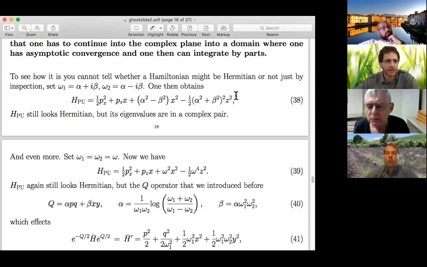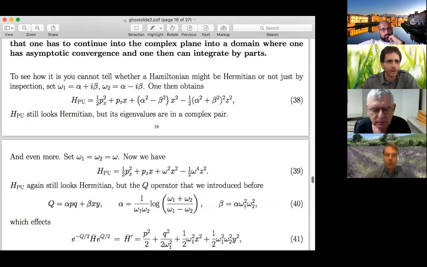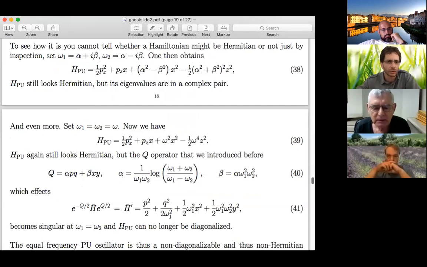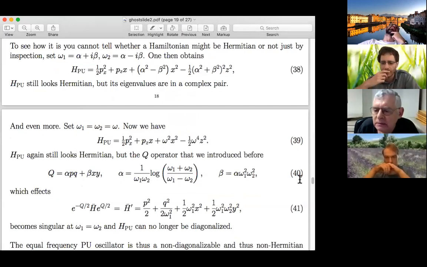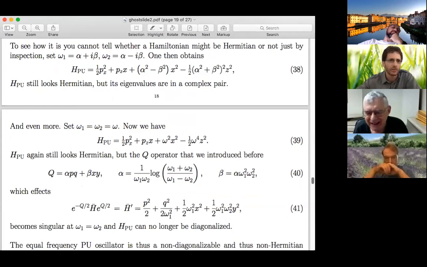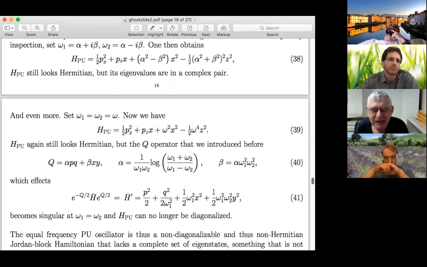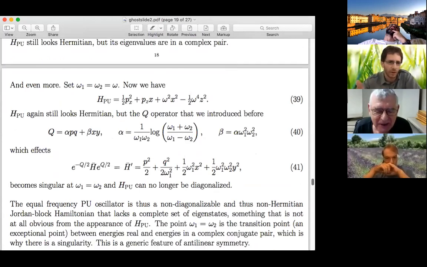You said that you have to insert this operator e to the minus q essentially in the scalar product between states in order to get the right norm. Yes. The question is, do you know if there are any consequences for inflationary perturbations because of this insertion? If you can somehow get some implication that can be tested, for example. I think so.